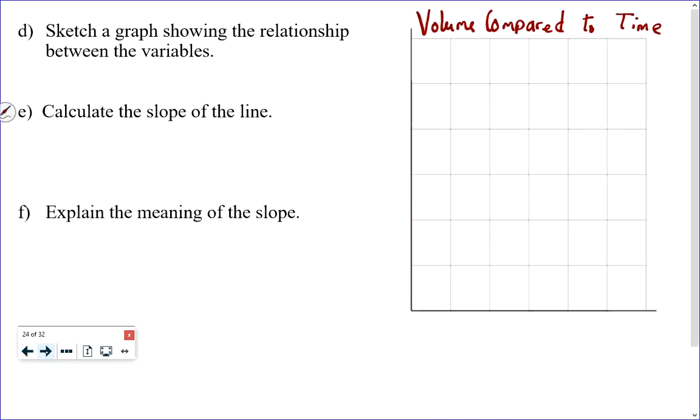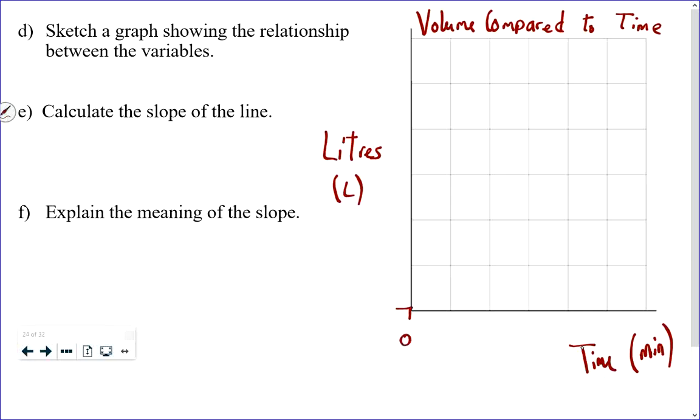So the bottom, well, let's put labels on here. This is time, and this is liters. So the units are liters, the units are minutes. You could put volume instead of liters, it doesn't matter to me. Whether you call that liters or volume has nothing to do with you understanding the math. And I care that you understand the math. This is going to be 0 here and 0 here.